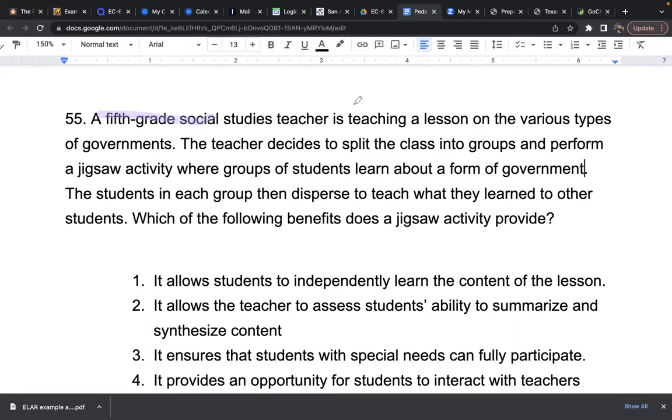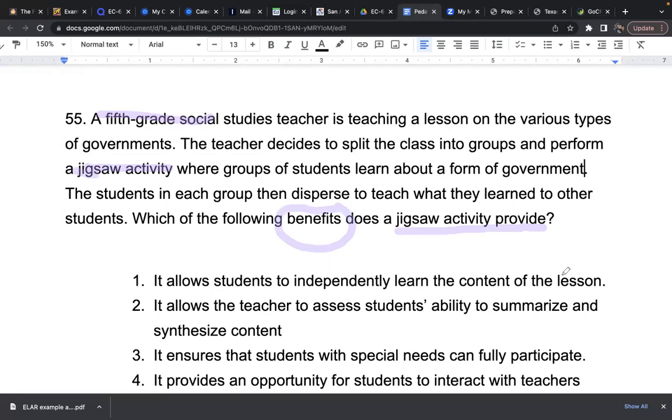So some group has monarchy, some group has something else, democracy, theocracy, dictatorship, whatever, of the different groups, and utilizing the jigsaw activity, students in each group then disperse to teach what they learned to other students. So that's the goal: we're looking for the benefits of this jigsaw activity. Took all the different types of governments, and then the students move pieces and they jigsaw around. Why would we use this?